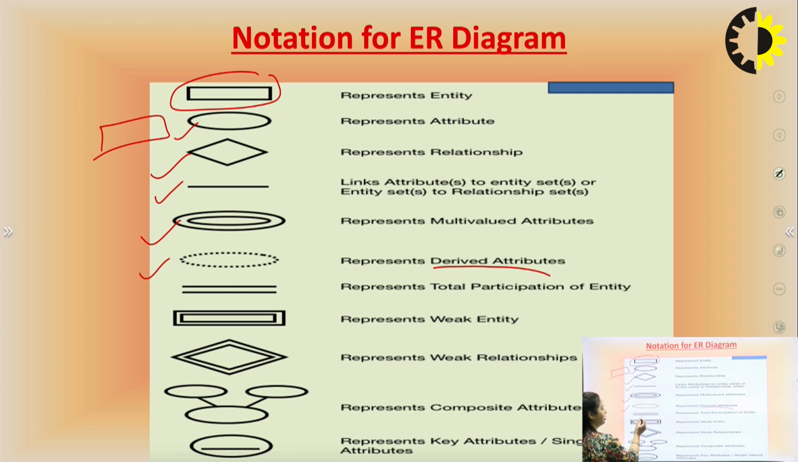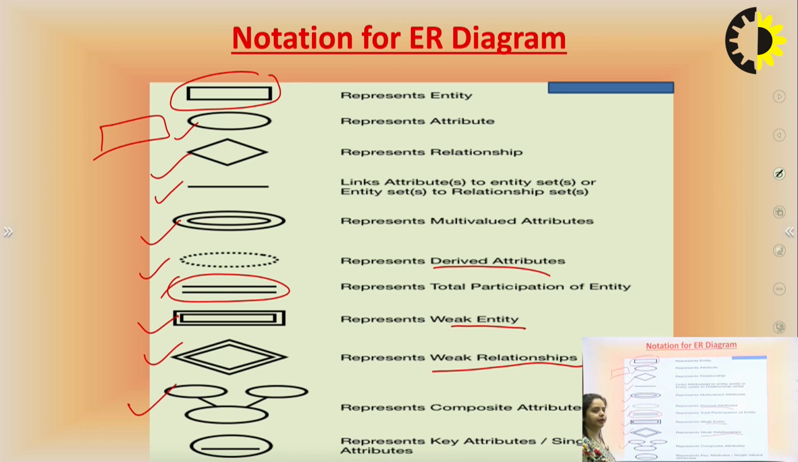After that, these links represent the total participation of the entity in the relationship. A double rectangle represents the weak entity, and a double diamond represents the weak relationship. And if we have a composite attribute, which is a combination of one or more attributes, it is represented like this.